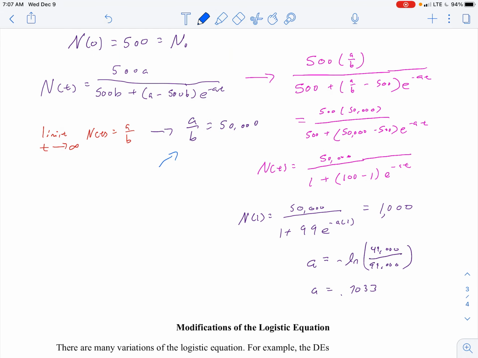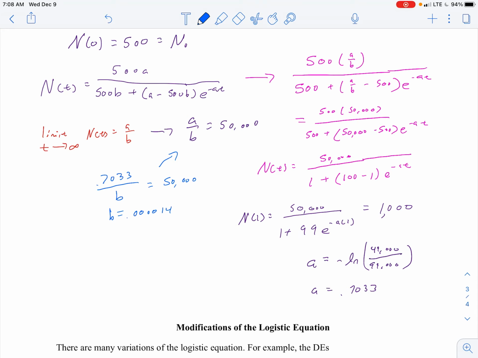Into our equation a over b, where we can say 0.7033 divided by b is equal to 50,000. And we'll be able to solve for b. When we do that, we get b is equal to 0.0000014.